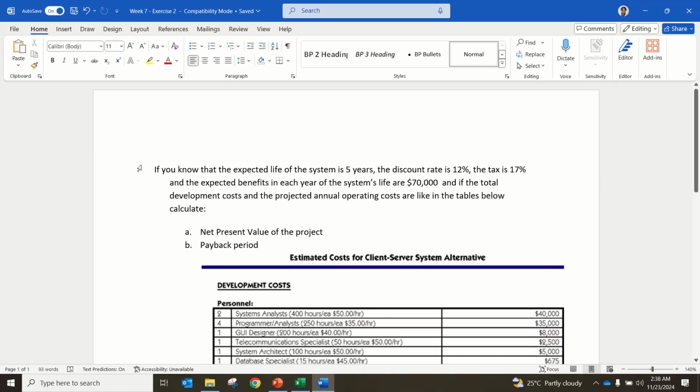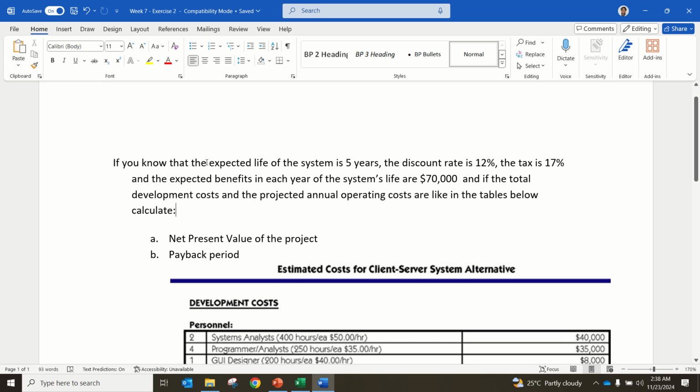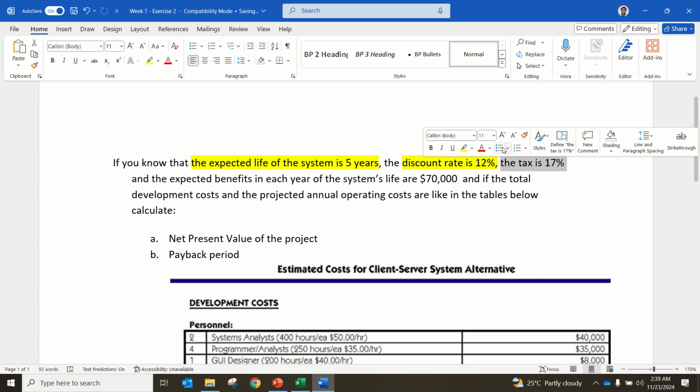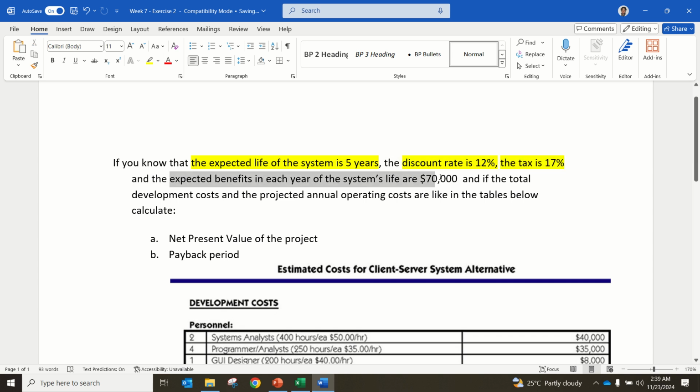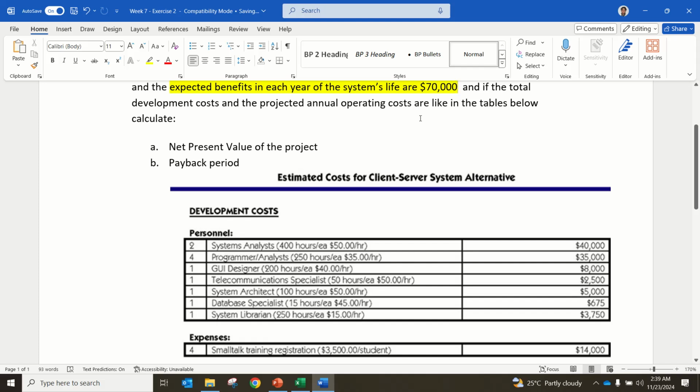So this is an example for you. In this particular example, you are building a particular product, and the expected lifetime of the system is 5 years. The discount rate is given as 12%. The tax is given as 17%. The expected benefits in the system's life are given as 70,000. The total developmental cost and the annual operating cost are given below. You have to calculate both NPV and payback period.